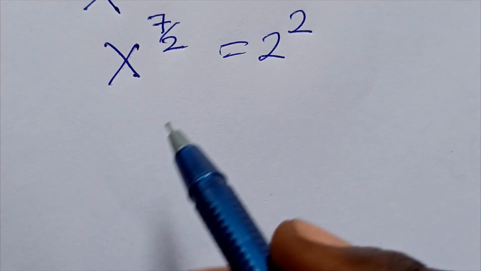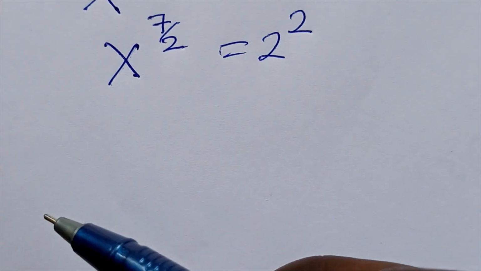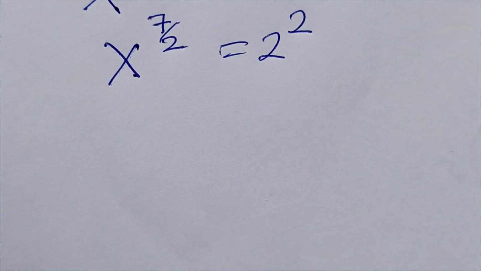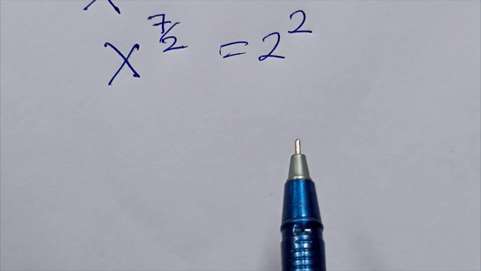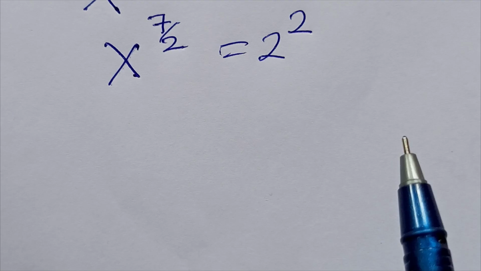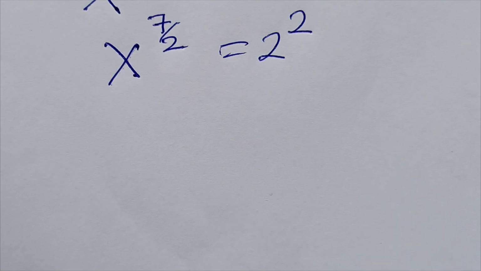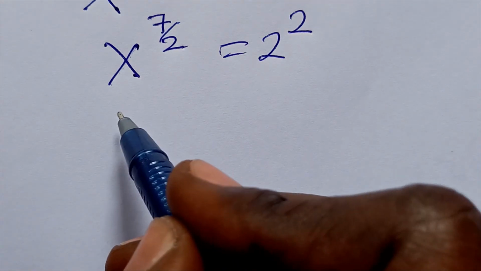But we are asked to find x, not x to the power of 7 over 2. So what can we actually do? Remember, whatsoever we apply to the left hand side, we can apply to the right hand side. So this is what we are going to do.